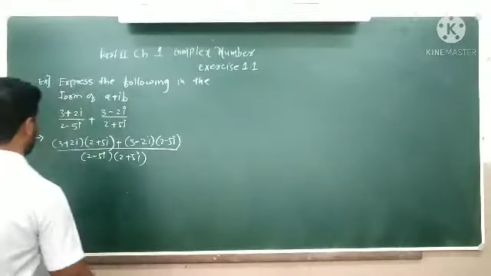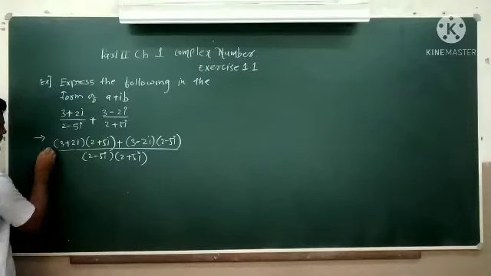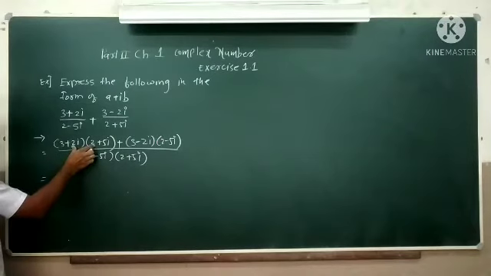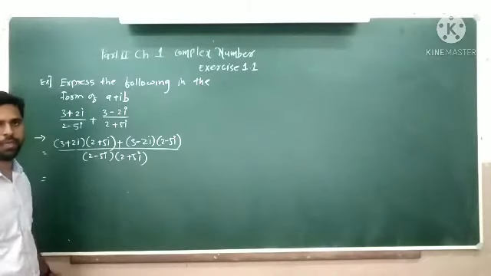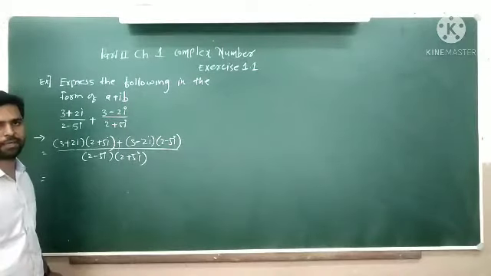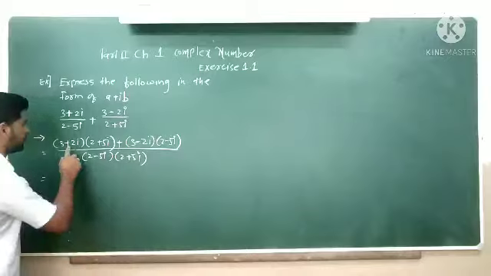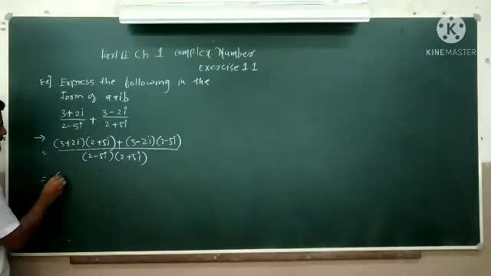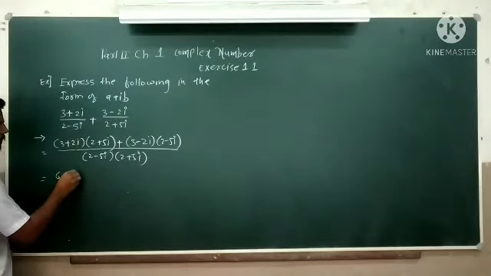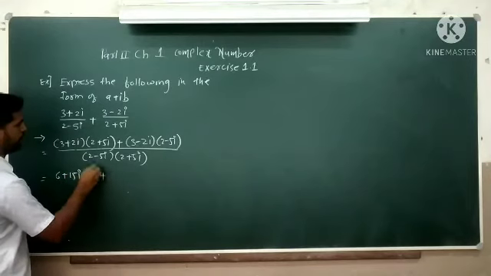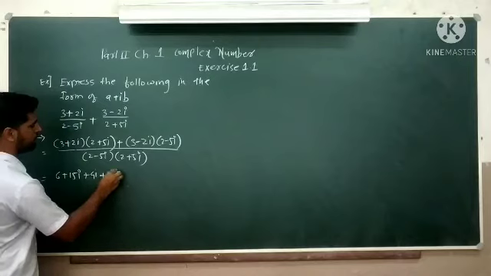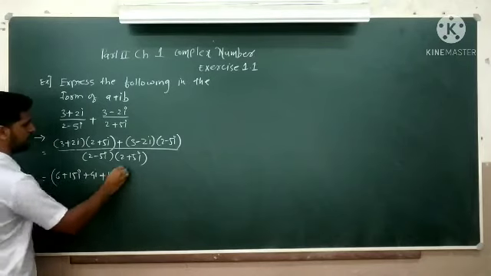Now these two brackets we can simplify. This is the multiplication of two complex numbers, and if you multiply two complex numbers, the result is always a complex number. So multiply this: 3 into 2 is 6, 3 into 5i is 15i, 2i into 2 is 4i, plus 2i into 5i is 10i square. Okay, this is the first expression.